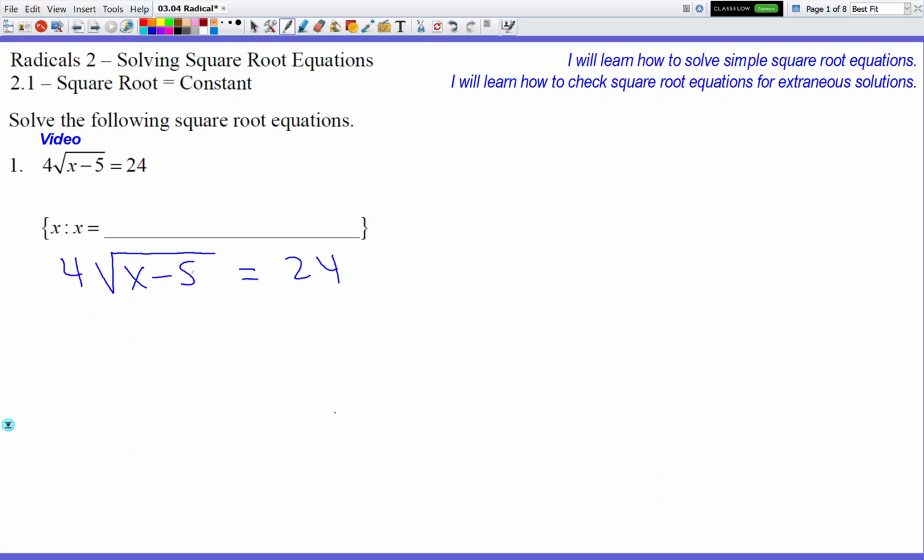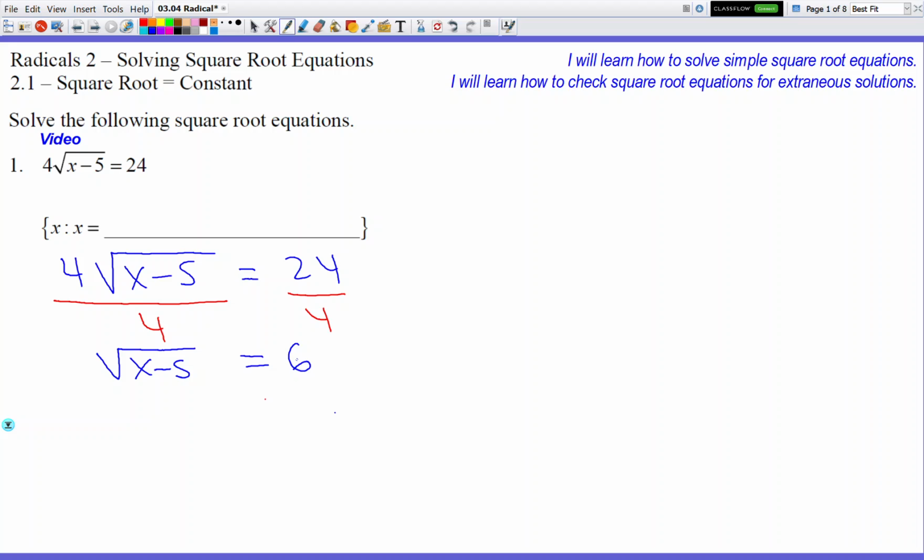Okay, so when you start getting rid of things, you have 3 identified things that are attached to your x or on the same side as x: your 4, your square root symbol, and your negative 5. And of those 3 things, the 4 is the only thing that can be handled first. So to get rid of this 4, we're going to divide both sides by 4. We cancel out the 4's on the left side, and all we have left is square root of x minus 5 equals 6.